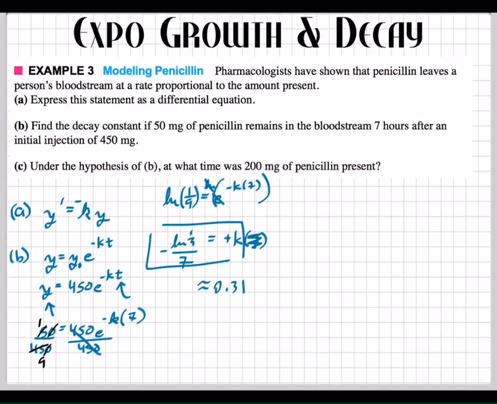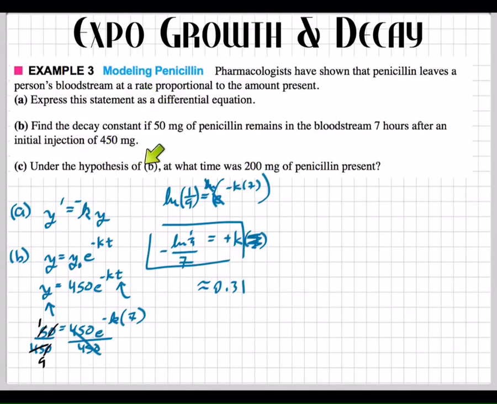Right, thank you for finding that out. So when you do this, natural log of 1/9 you get negative, like what you said. And then the negatives cancel out, you get a positive 0.31. So then when you go to plug it into this k, it would say negative 0.31 t. So there's your constant of proportionality, or your decay constant.